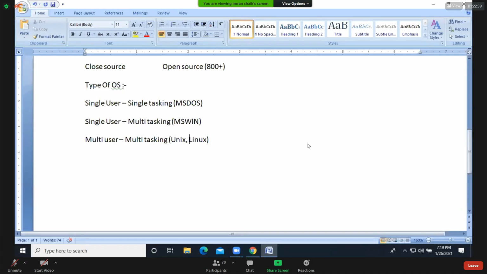So I hope you're clear about operating systems. Tomorrow also we'll have a little bit of theoretical part. After completing this theoretical part, we'll do installation. I will show you how to install RHEL 7.0.